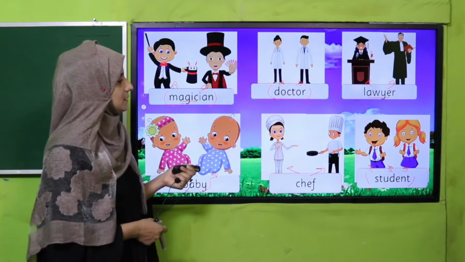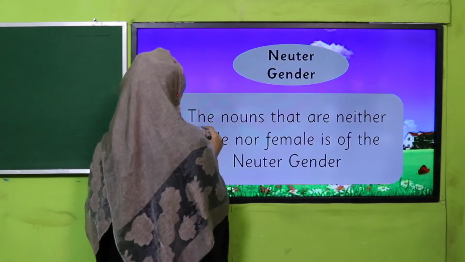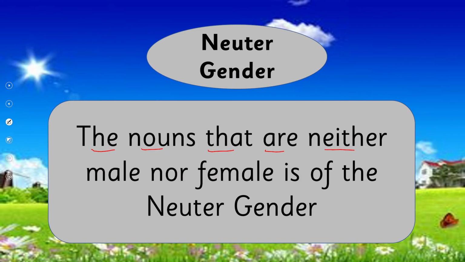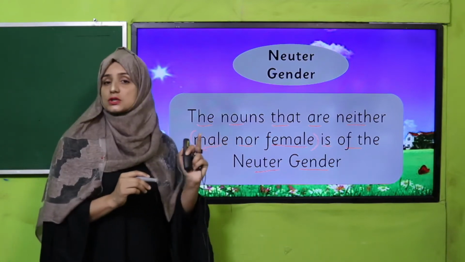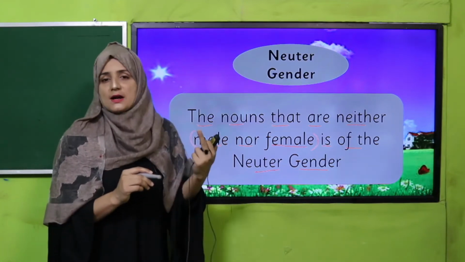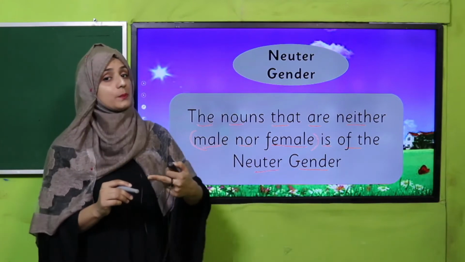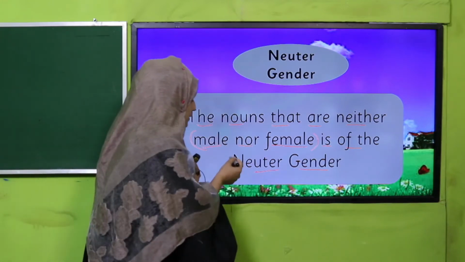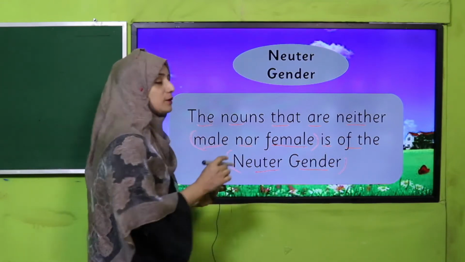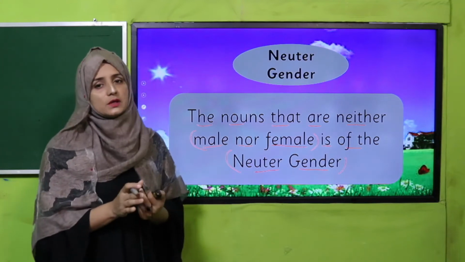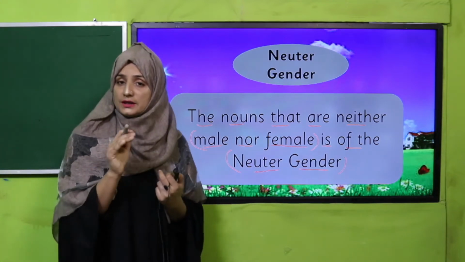So the last one is neuter gender. What is neuter gender? The nouns that are neither male nor female are of the neuter gender. So neither male nor female. So how will we clarify that? When that noun does not belong to a female or male person, then we will get it as a neuter. Okay, got it, my dear students? So it means male and female have gender types. Neuter things do not have genders.